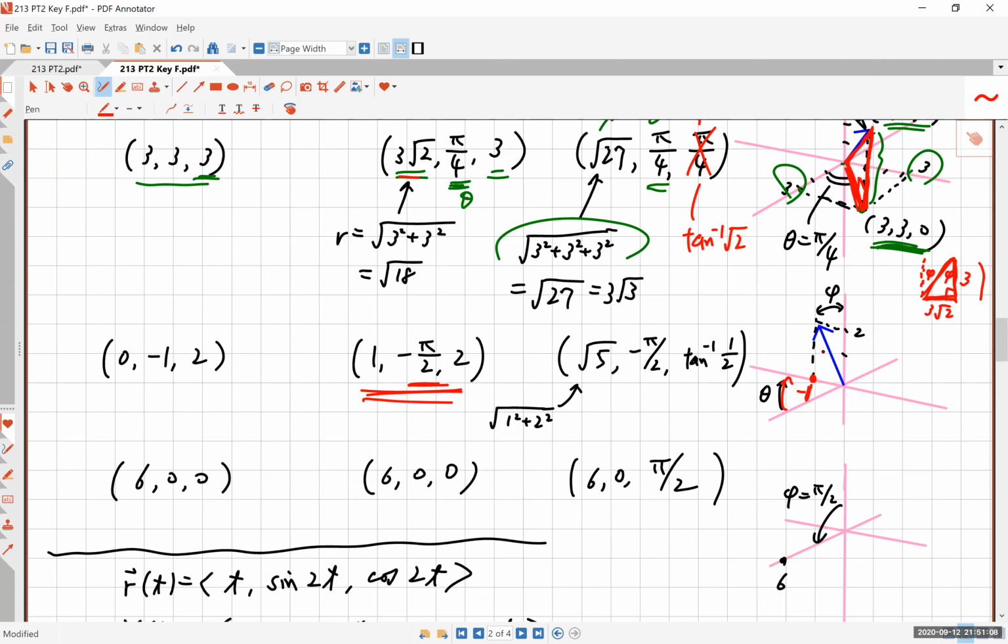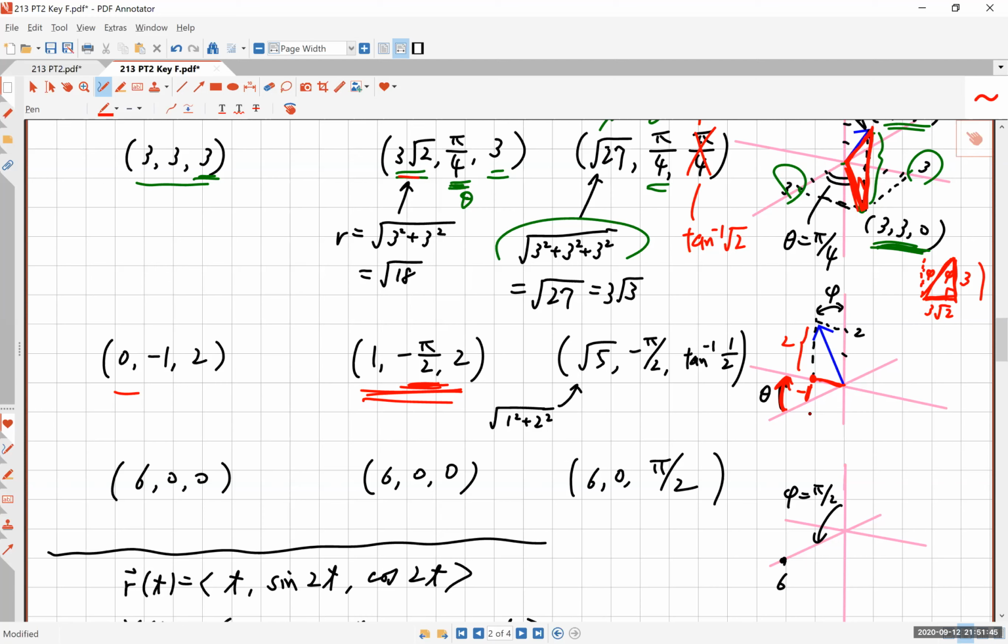And then the z is 2. Okay, so this is 1. This is 1. And the height is 2. Okay, so that's the picture you have. And of course, the x coordinate is 0 just because theta is negative pi over 2. When theta is negative pi over 2 or positive pi over 2, of course, your x coordinate will be 0. And then the second coordinate is negative pi over 2, which is, like I said, this way.